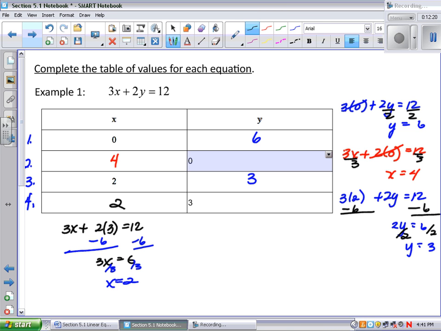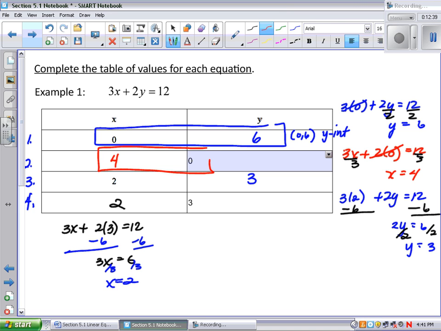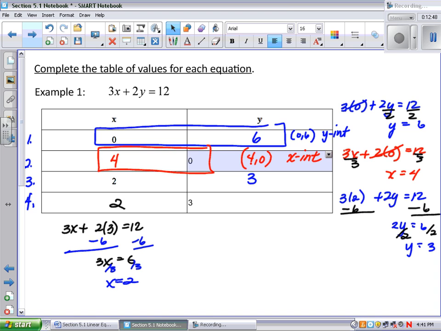Now, notice, we have 2 points with a 0 coordinate. In the first line, we have 0, 6. The point 0, 6, that is our y-intercept. In the second line, we have 4, 0. This is going to be our x-intercept. Let's do our second example.